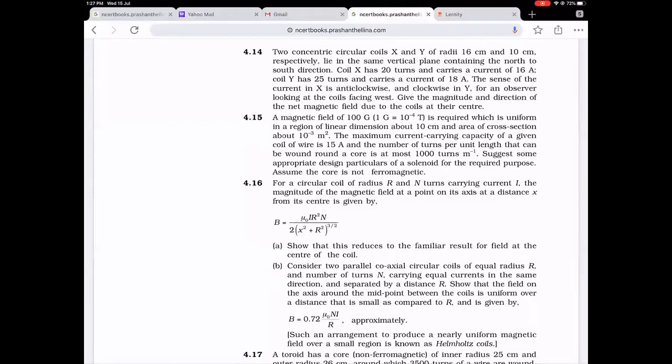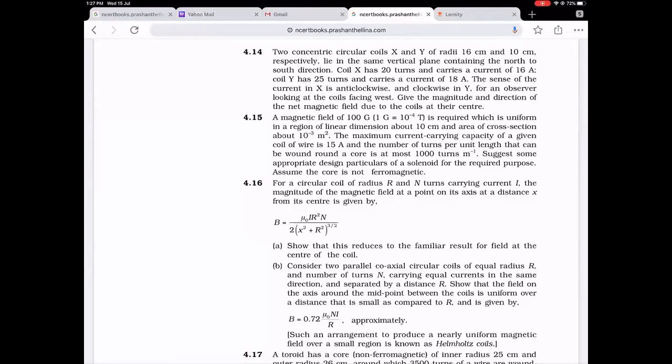Please work on 4.15. We know B is equal to mu naught N I. So we just want to know, they have a uniform region of dimensions 10 cm and a cross sectional area of that much. The maximum current carrying capacity is given by 15 ampere, and the number of turns per unit length that can be wound around the core is at most so many. So you first check for this much, how much will you get?